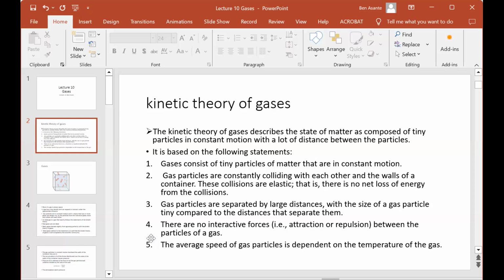All right. And then gas particles are separated by large distances, with the size of a gas particle tiny compared to the distances that separate them. So this is number three of the kinetic theory of gases. And then there are no interactive forces. That means there's no attraction or repulsion between the particles of a gas. And the average speed of gas particles depends on the temperature of the gas. This is the kinetic theory of gases, and that's an ideal gas.